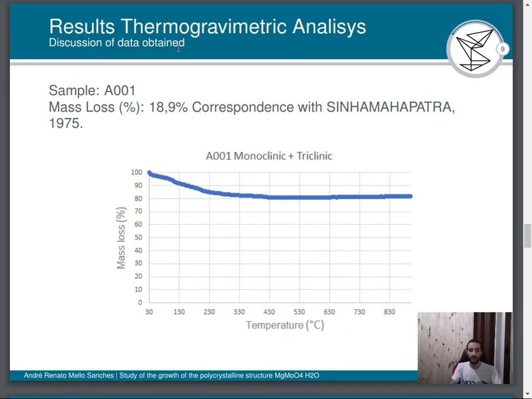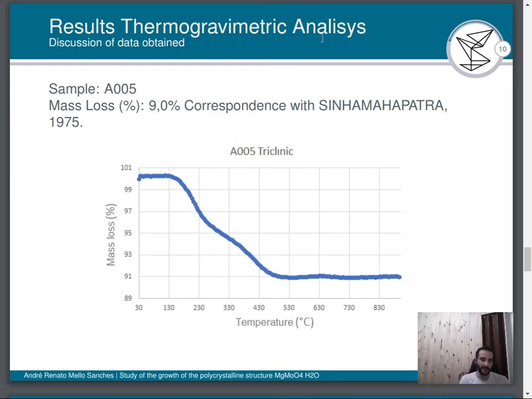Results thermogravimetric analysis. Sample A001, mass loss 18%. For the sample, we have the monoclinic and the triclinic phase. In this result, we have the mass loss corresponding to a published scientific article, demonstrating that the compound synthesized was really hydrated magnesium molybdate, and we can see that from 30 to 400 degrees Celsius we have the dehydration of the compound, which corresponds with the article.